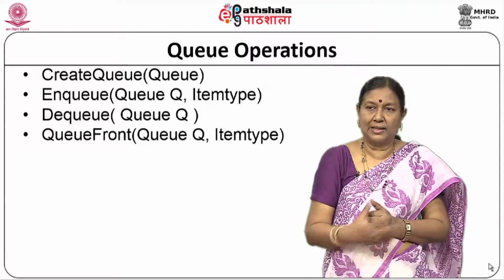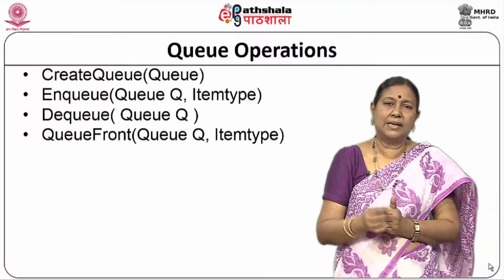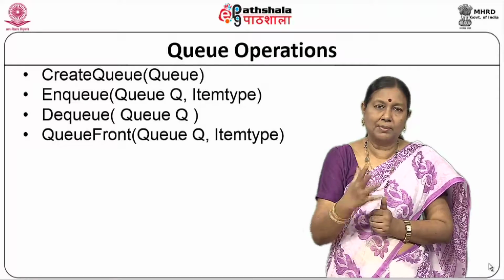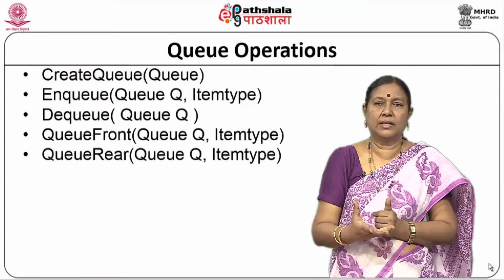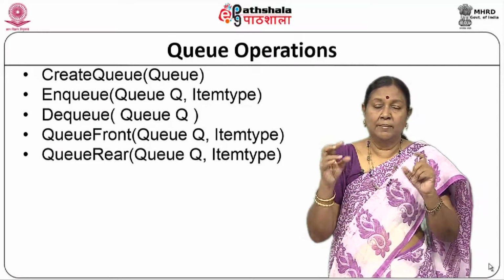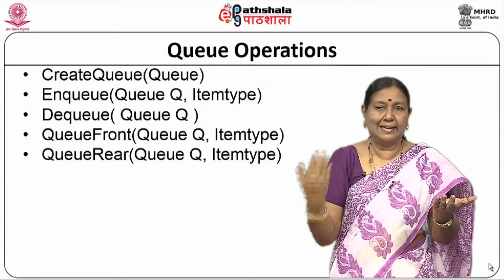Then QFront, which is similar to top. QFront will just give you the element at the front of the queue without removing it, so the status of the queue remains the same. Queue rear, what is queue rear? Queue rear just gives you the element at the rear of the queue, because you have 2 access points: you can access the first element in the queue and the last element in the queue.